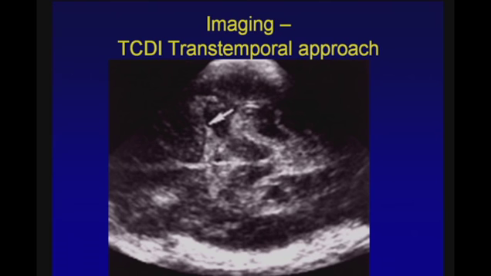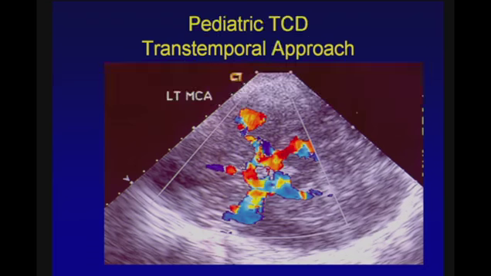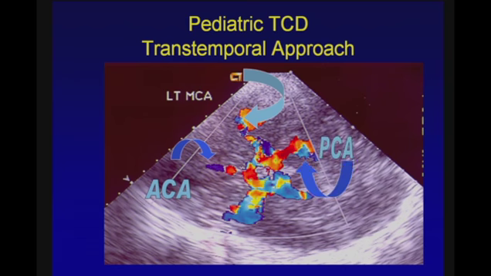With imaging, most radiologists now have ultrasounds that can give us both color and grayscale Doppler via the transtemporal approach. By throwing the color on, we often can see a beautiful circle of Willis. The first arrow is pointing to the left middle cerebral artery. One can see the anterior cerebral artery and the posterior cerebral artery.